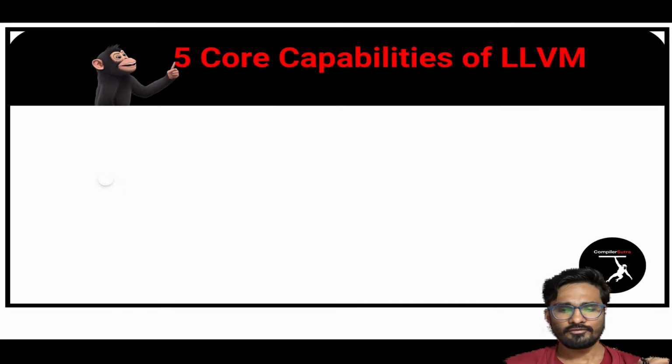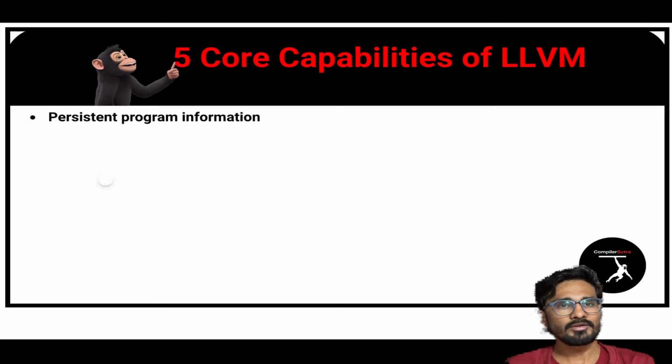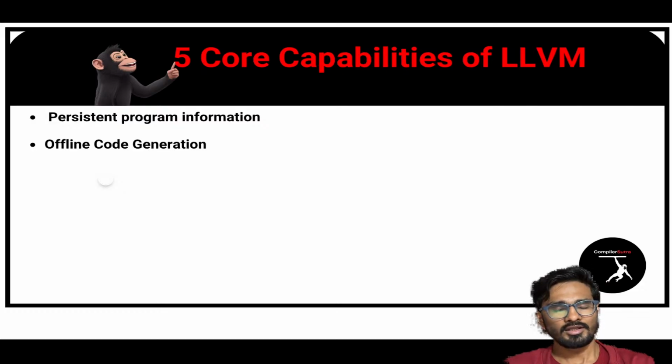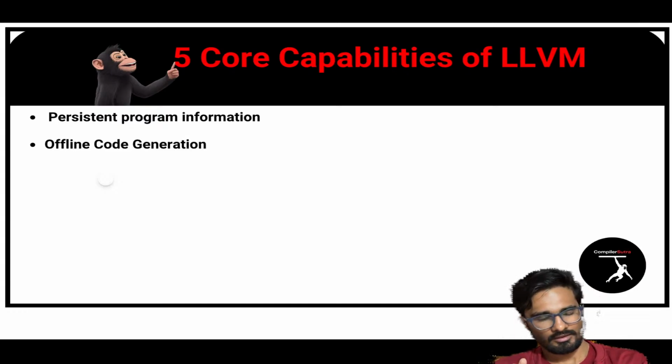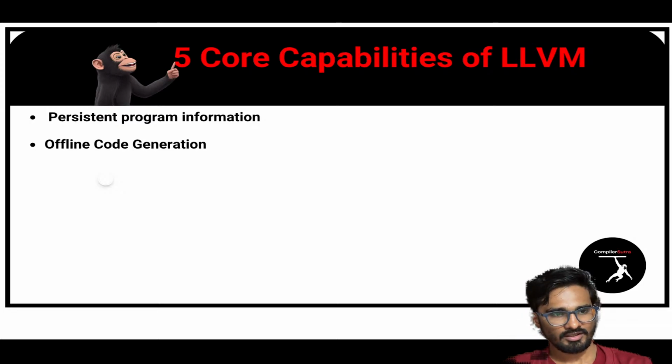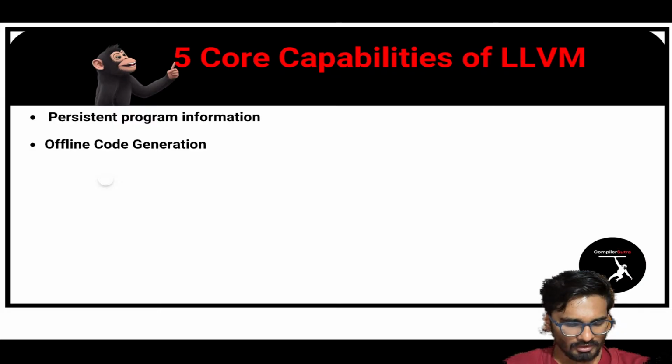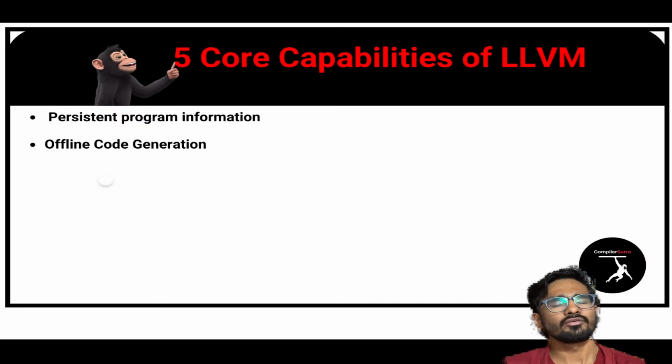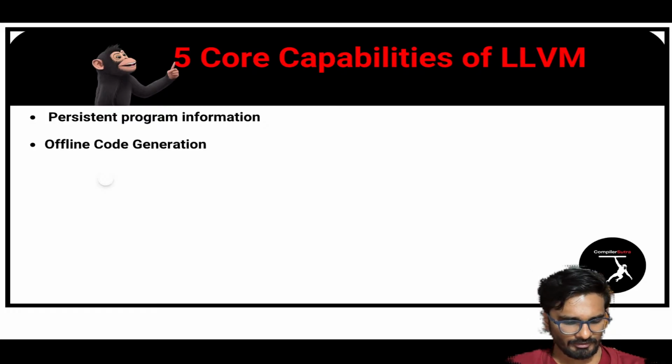So there are five core capabilities of LLVM which no other compiler had. The first is persistent program information. What does it mean? As I told you, LLVM generates the IR, and this IR information is kept until the end of the program cycle. So LLVM keeps this IR every time. It preserves the LLVM IR representation. When I say offline code generation, it means you are able to generate the binary, right?